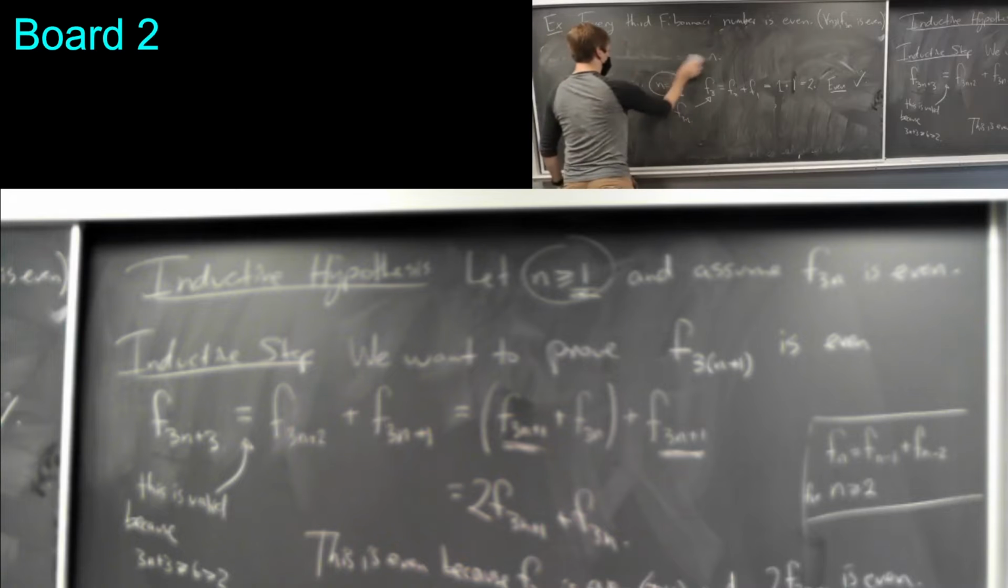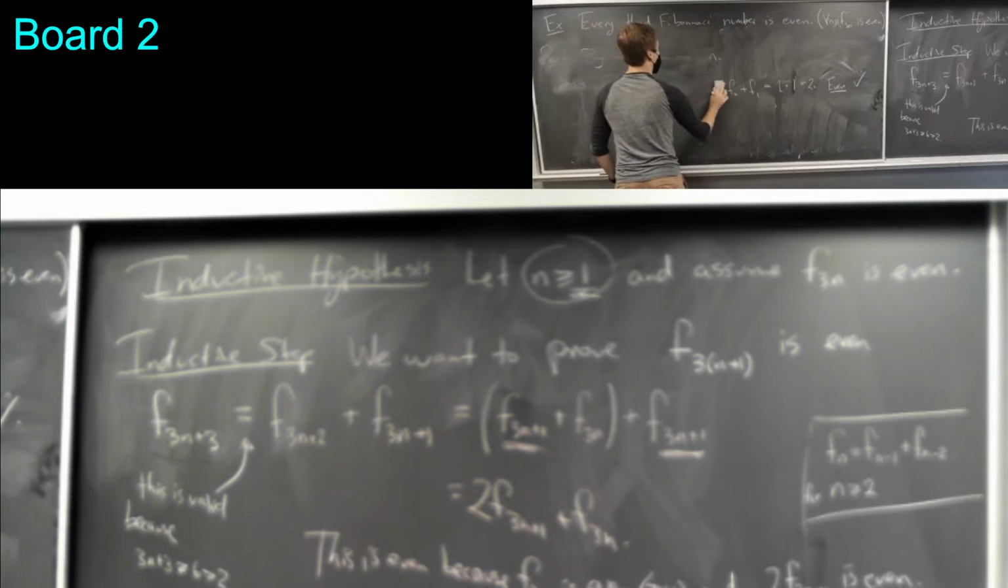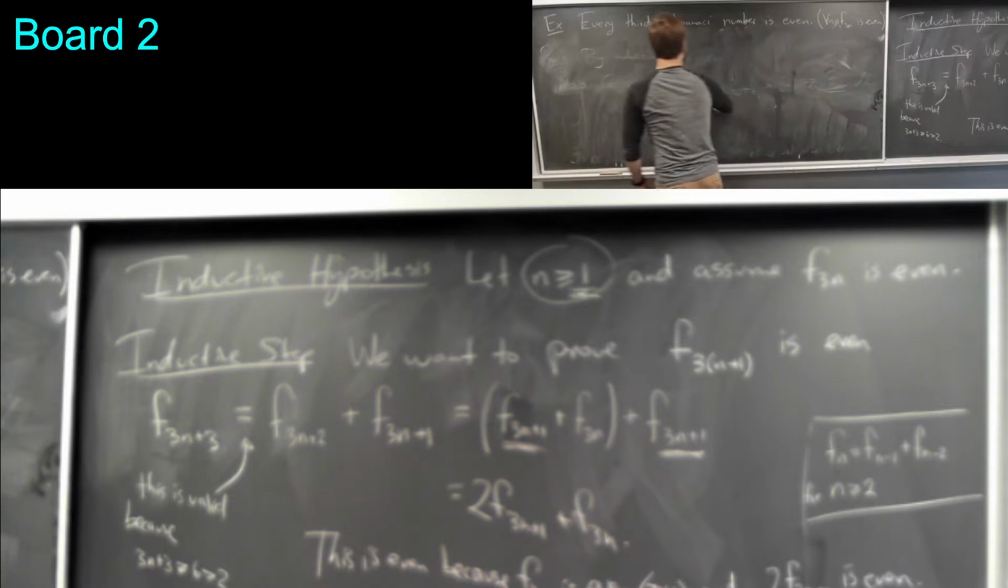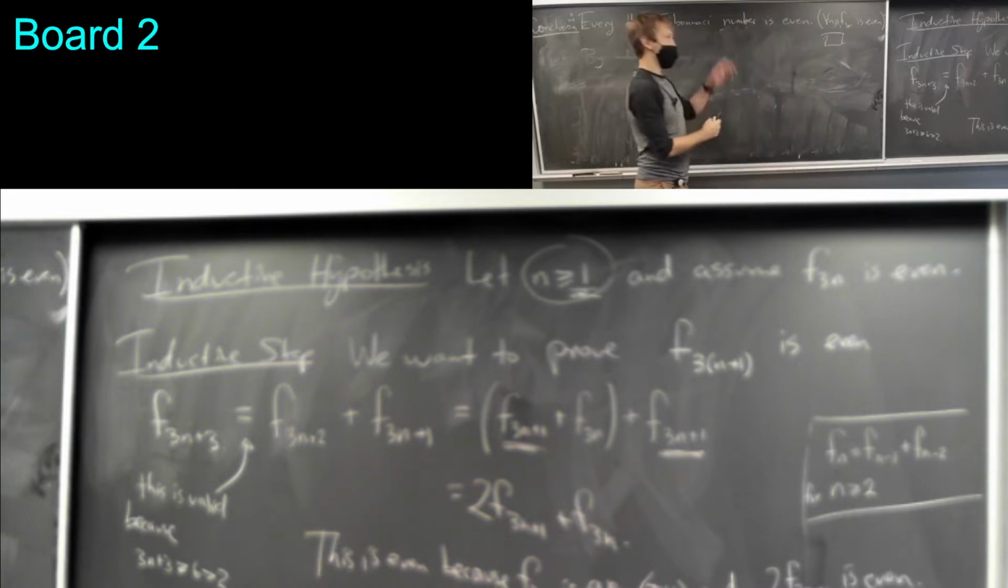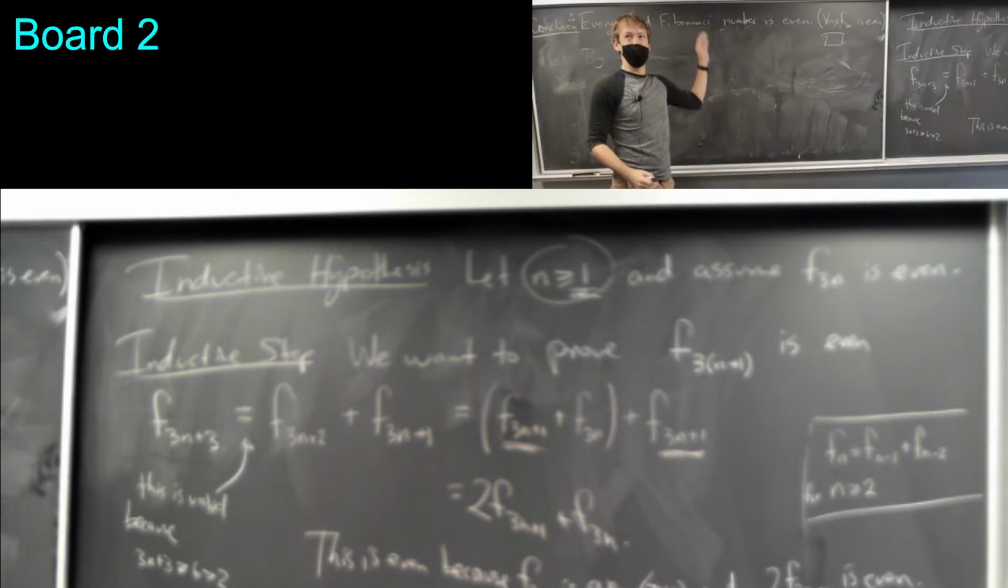And then I guess here's how I'll write my conclusion. A very lazy way, but conclusion: therefore every third Fibonacci number is even. So maybe I'll put a therefore before this, by induction. So just imagine I rewrote that again at the end of the proof. Any questions about this?